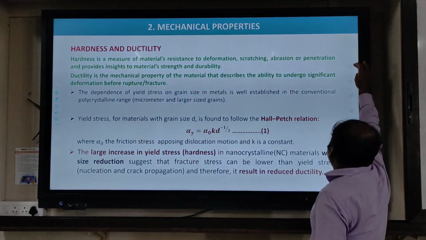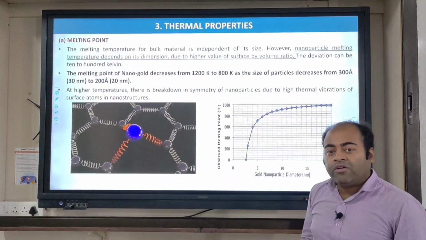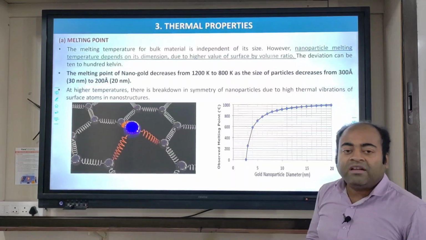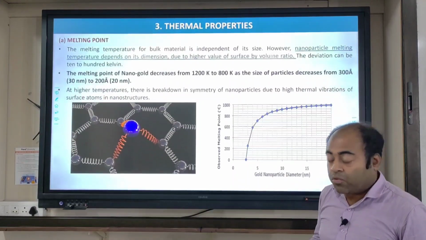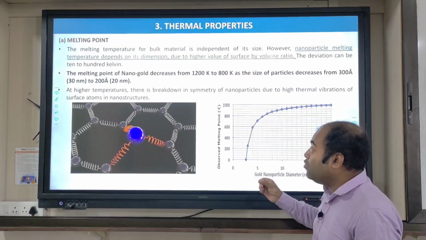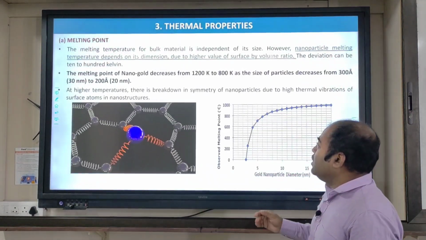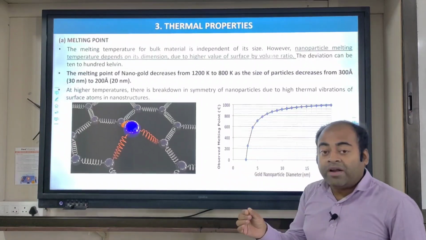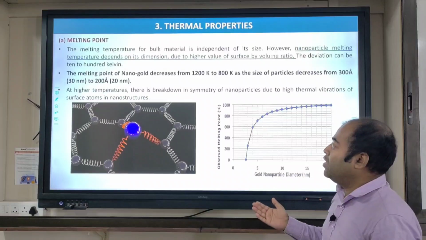Now let us come to the thermal properties. The melting point of bulk materials generally does not change with the size of the structures, but when we come to the nano region, then there is a change in the melting point. Now the melting point of nanoparticles or the nanostructures is generally lower than their bulk counterparts.